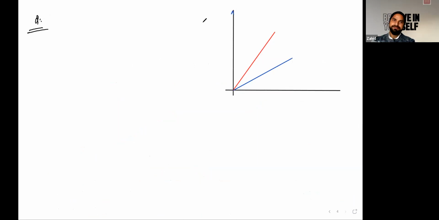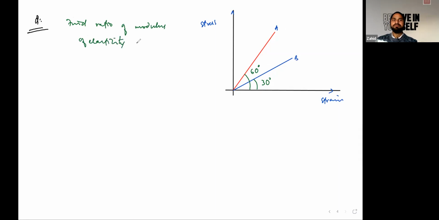We have two different materials whose stress versus strain curves are given, A and B. Suppose the inclination from this point to this point is 30 degrees and the inclination from this point to this point is 60 degrees. You will be asked to calculate the ratio of modulus of elasticity of A and B. I had just defined in the previous part how to calculate modulus of elasticity from a stress strain curve. Just use that concept and try to find it.